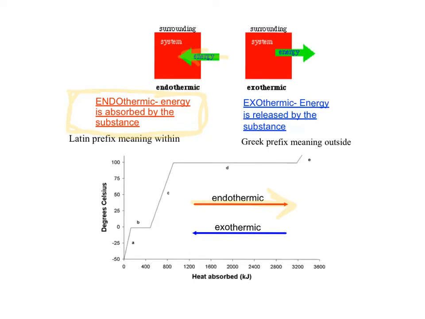You can lose heat energy. That would be exothermic. That means that heat energy is being released by the substance and going out into the environment. And that means we're actually taking this heating curve and going to the left, the opposite direction. So sometimes you have to think about, is this substance gaining heat energy? The prefix endo means within. Or is it losing heat energy? And that means it's exothermic, prefix exo meaning outside.